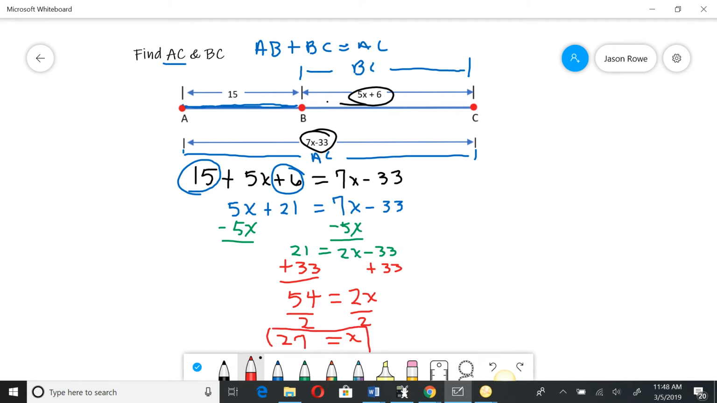Now remember, x equals 27, that's just part of the process. Don't stop until you've answered the question. The question here is to find AC and BC. So let's find AC first.